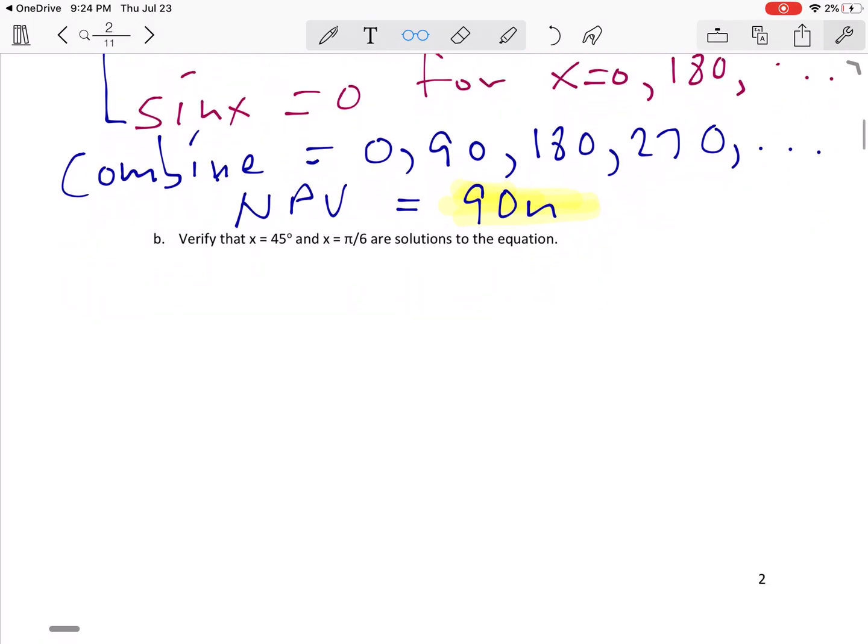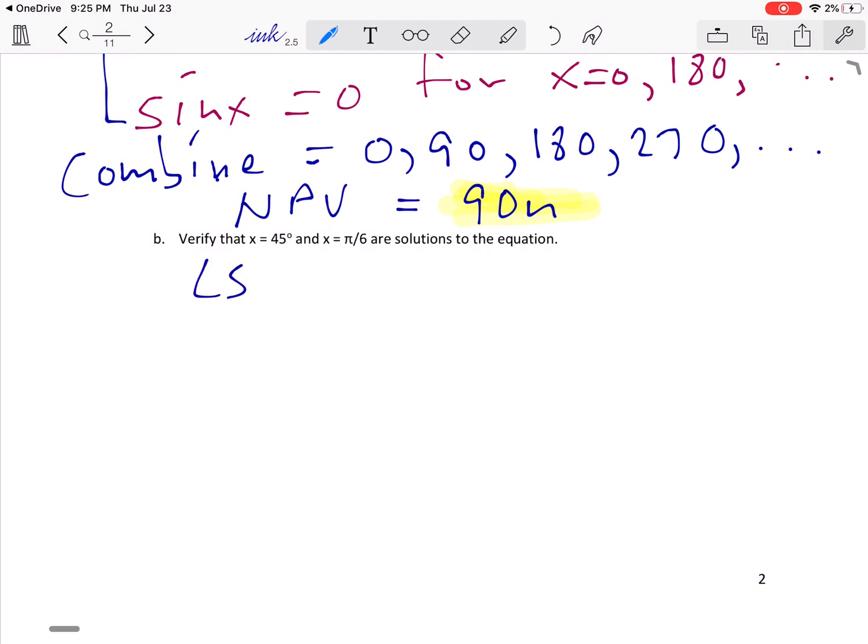Okay, another question is to verify that the left side equals the right side, for a specific solution. Okay, and so this is kind of what you do when you're checking your answer after you solve for something. You show that the left side equals the right side. So let's start with 45 degrees.